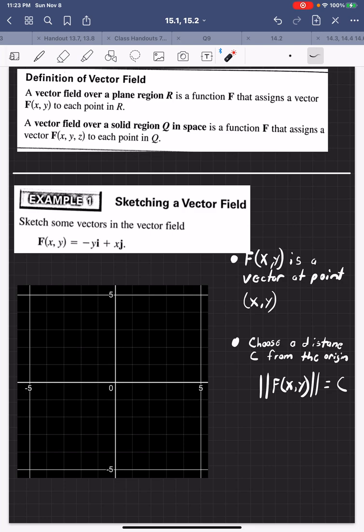Now, the way I like to do this is to arbitrarily choose some distance c from the origin. In that case, we're going to let that c be the magnitude of the vector.